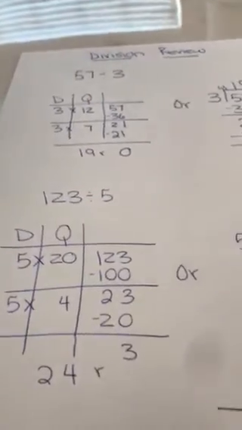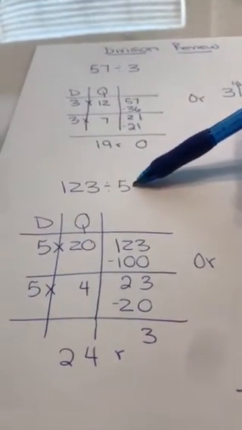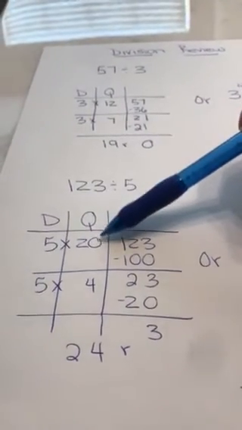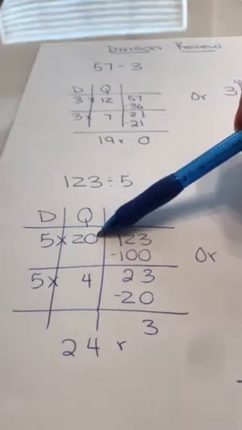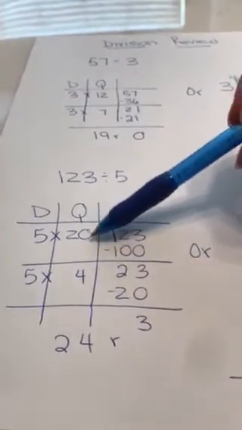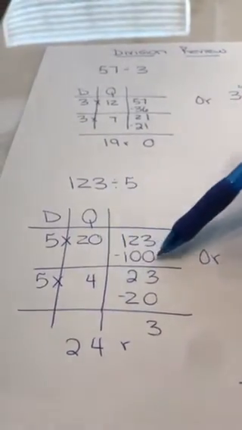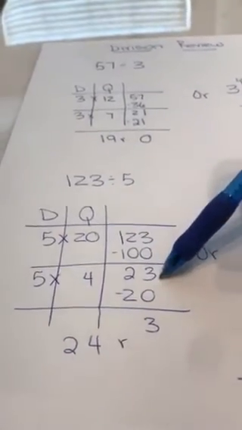Here's another example. Bigger number here, 123 divided by 5. So again, this number you could choose differently than I do. That's okay, it just may take you more or less steps to get to the answer. I'm going to stick with 20. So 5 times 20 I know is 100. I subtract and get 23.